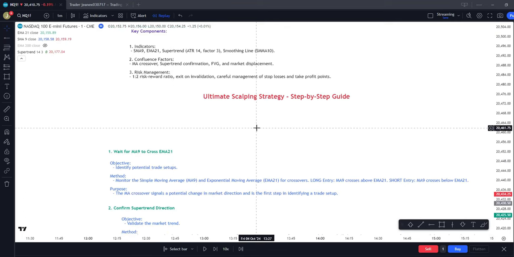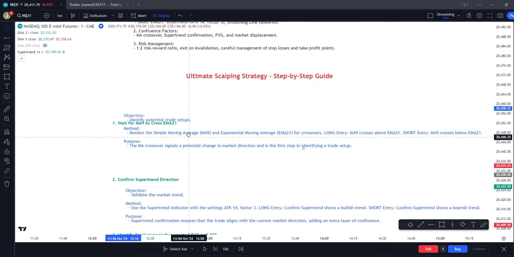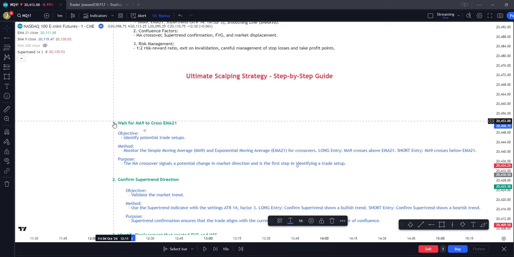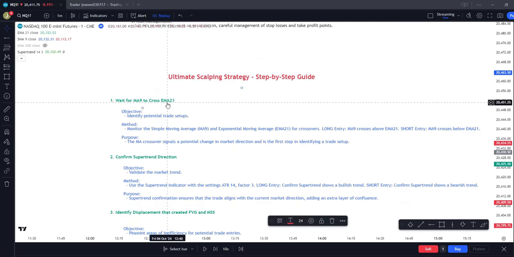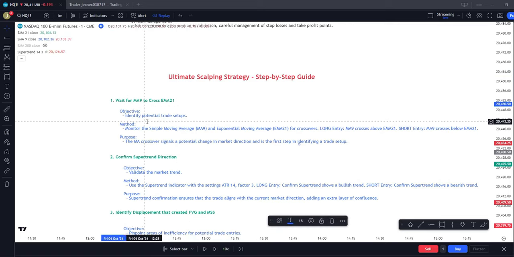All right, so this is the ultimate scalping strategy, step by step. Number one is to wait for the moving average 9 to cross the exponential moving average 21. The objective is to identify potential trade setups, and the method is to monitor the simple moving average 9 and exponential moving average 21 for a crossover. Long entry is when the moving average 9 crosses above EMA 21, and for short, it crosses below. The purpose of the moving average crossover is to give us a signal for potential market direction. And that's the first step.